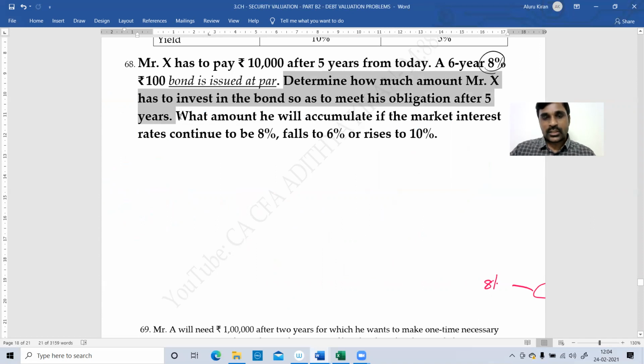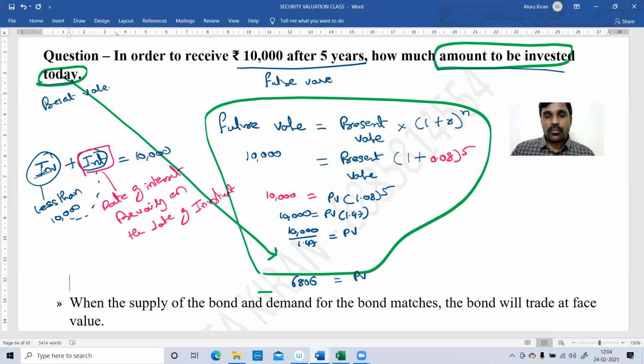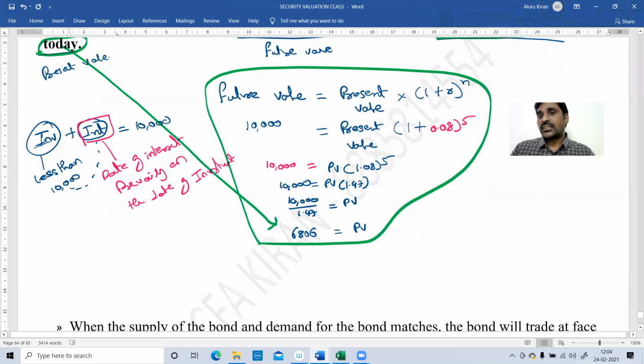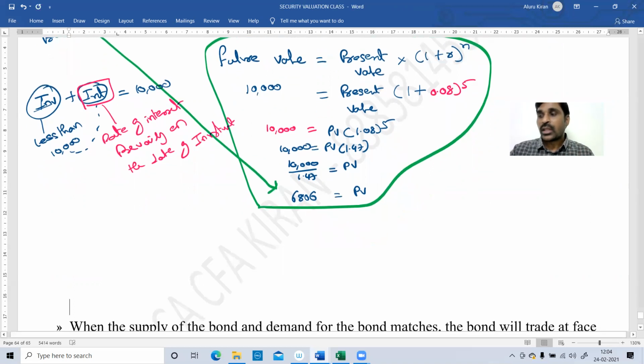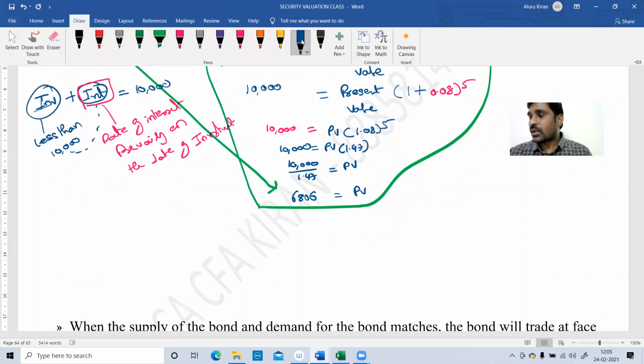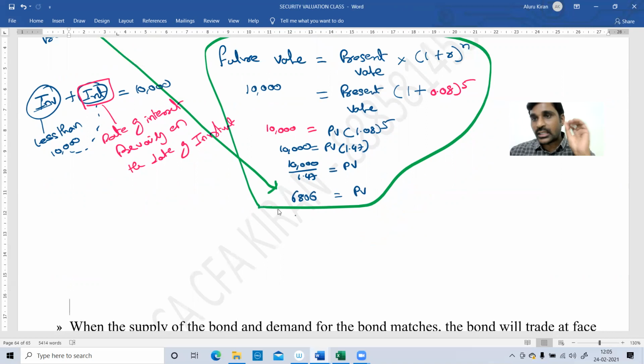This is 6,806. But the important point is: what is the assumption behind these calculations? Not just substituting the formula. This calculation assumes that 8% is the compound interest. Initially, I am investing 6,806 in the company bond. On that bond, the company will pay interest. That interest I'll reinvest elsewhere. On that reinvestment also I'll get the same 8%. That is what they are assuming. So we have to understand what the assumption behind this calculation is. So bondholder.